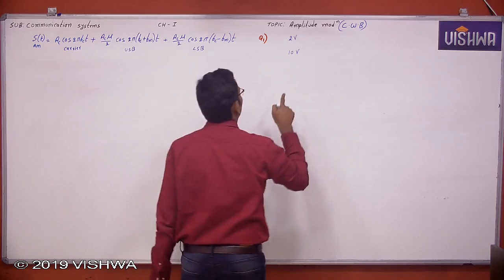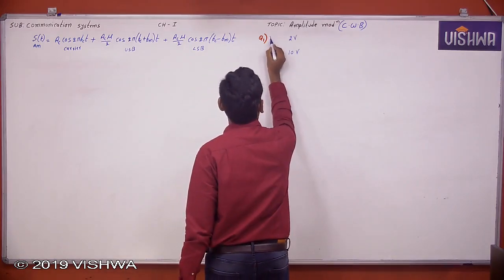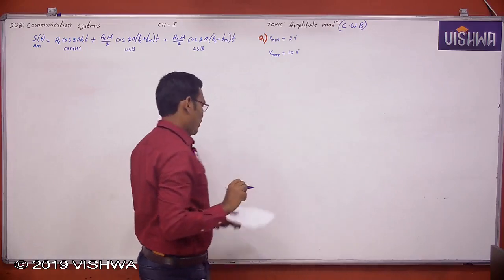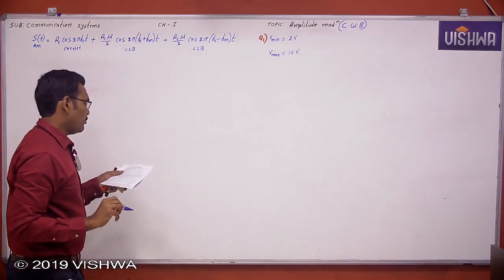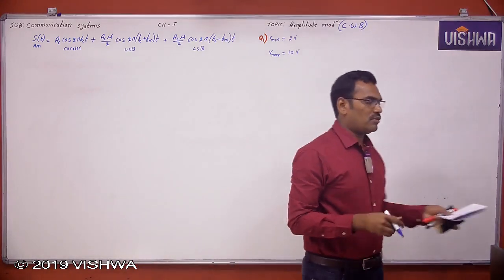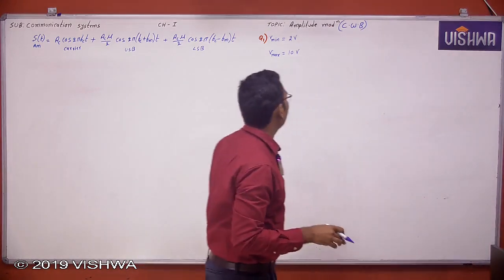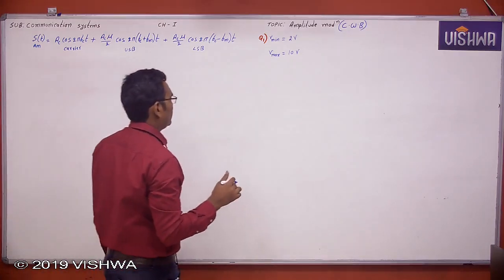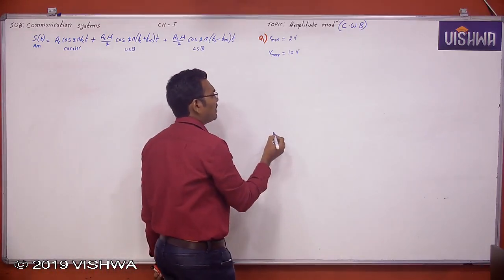So the amplitude of the signal varies from 2 volts to 10 volts, which means this is V minimum and this is V maximum. Now, determine all powers of AM. What is the question? Determine all powers of AM. So let us check first the carrier power.